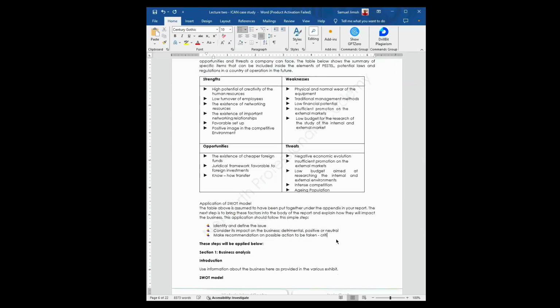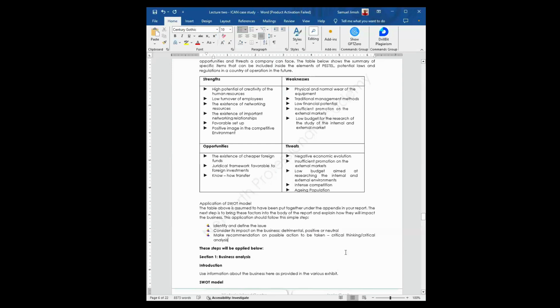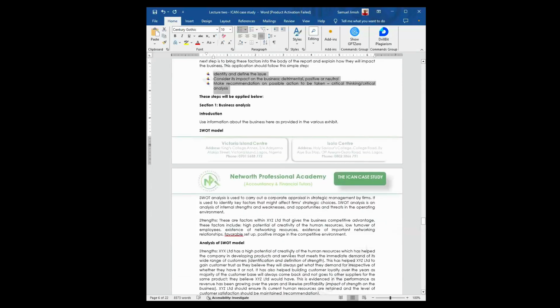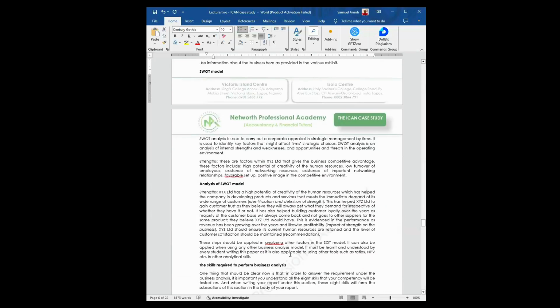These steps can be called critical thinking or critical analysis. And everything that you'll be doing under these three steps will just be you making a point or a sentence. So let's look at it.